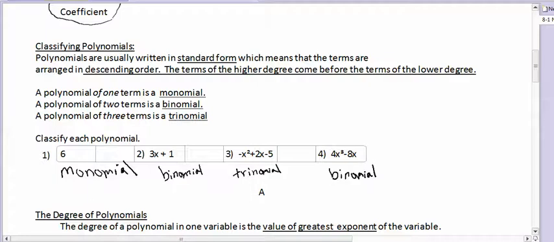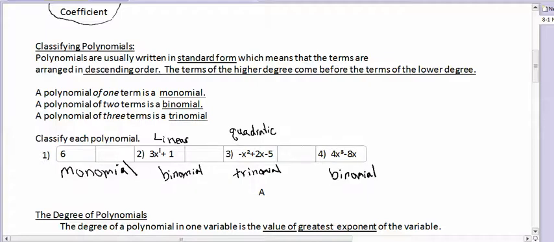You can also classify them by the exponent, where this exponent right here is an invisible 1. We call that a linear binomial. So I'm going to put at the top of mine, it's a linear binomial. We've been dealing with linear equations for quite some time here. They only had an exponent of 1 on the x. The trinomial in number 3 has an exponent of 2. That's called a quadratic, and we're going to be dealing with those soon in our algebra class. Quadratic trinomial.